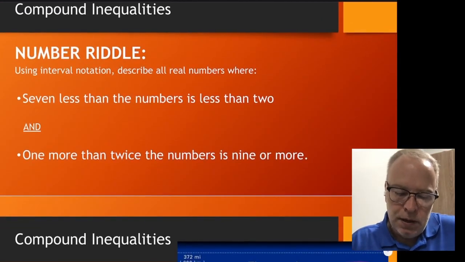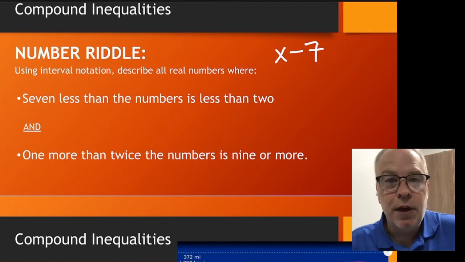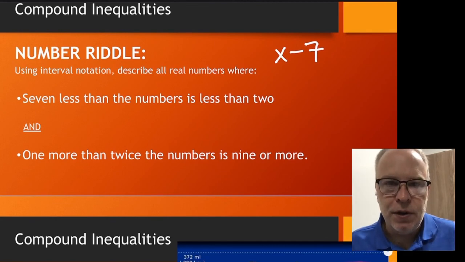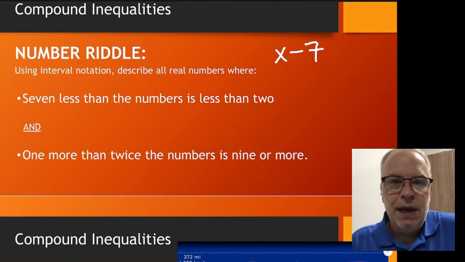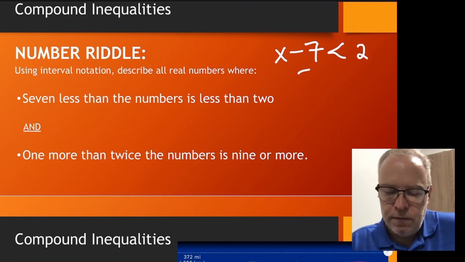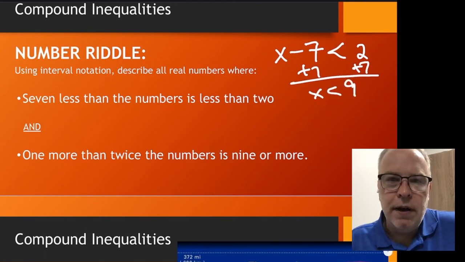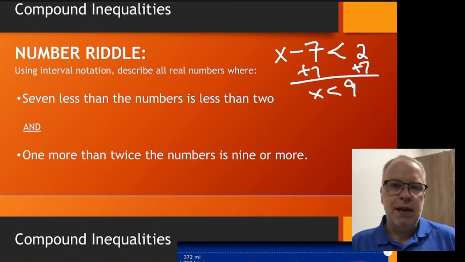answer in interval notation. So for the first one, 7 less than the numbers would be written that way. You have to put the numbers, that's your x, the numbers minus 7 is less than, the word is usually your equal sign, but here it's the inequality symbol, is less than 2. Okay, so if you solve that, you add 7 on both sides, you get x is less than 9. So our answers are all less than 9.